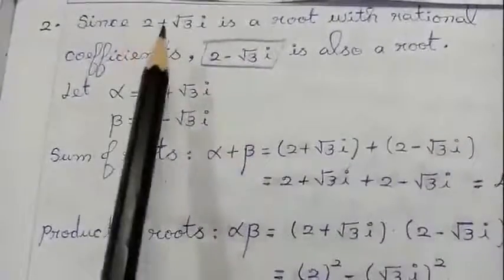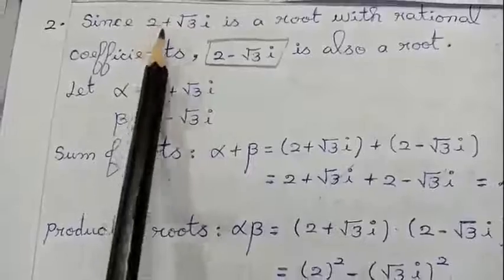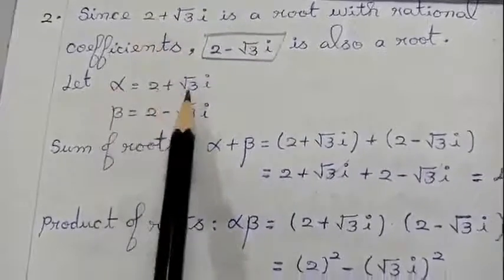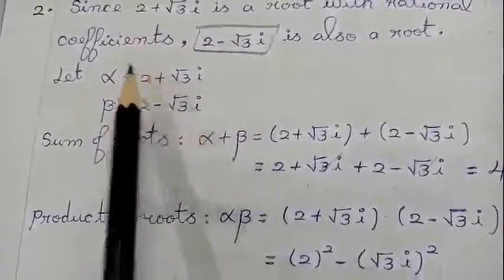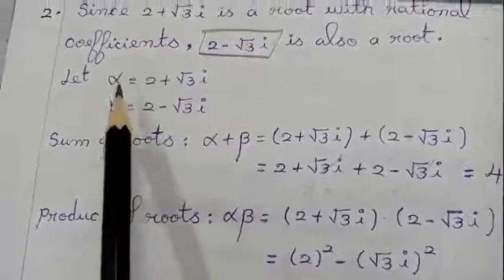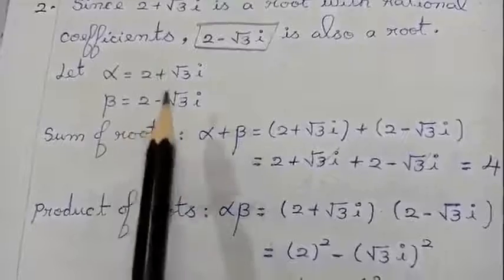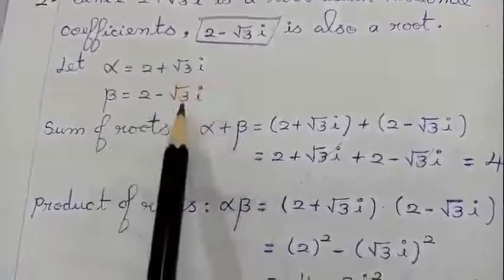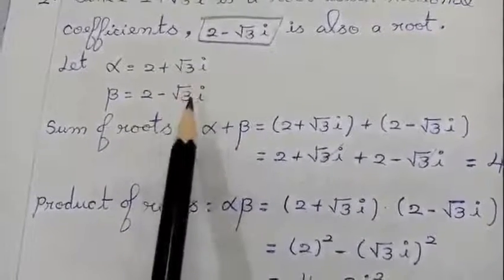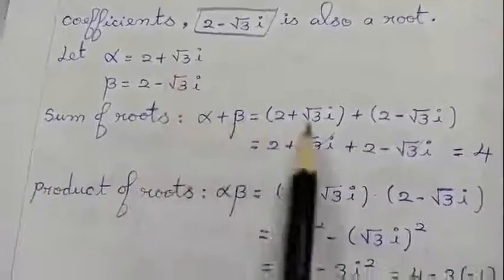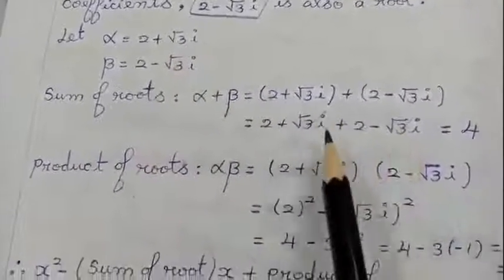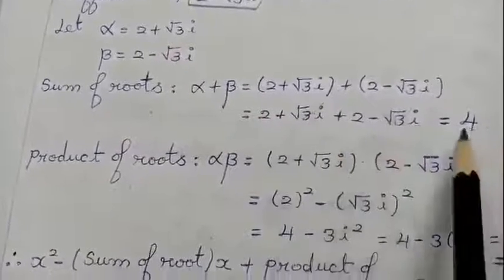Now, let alpha be 2 plus root 3i and beta be 2 minus root 3i. Even if I interchange alpha and beta, it is not going to be a problem. Since I have only 2 roots, I am going to get a quadratic equation, degree 2. Sum of roots: you add these two values. The imaginary part will get cancelled, and you will get the answer as 4.